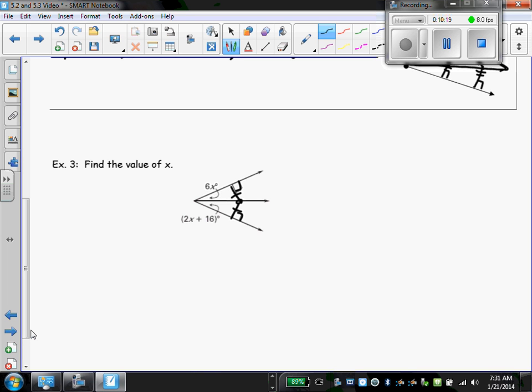Also, if we had been told that these angles were the same size, which we now know they are because of angle bisectors, then we could also figure out what these lengths were, because they would have to be congruent. But anyway, on this problem, we're asked to figure out the value of x. So we know that this angle, which is 6x, is the same size as this angle here, which is 2x plus 16. We just need to use algebra here at this point.